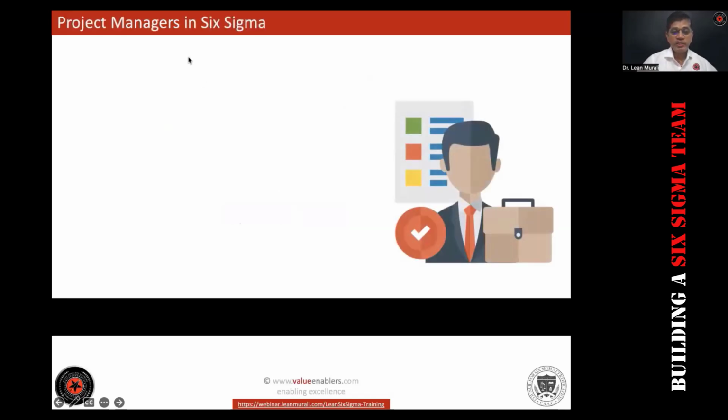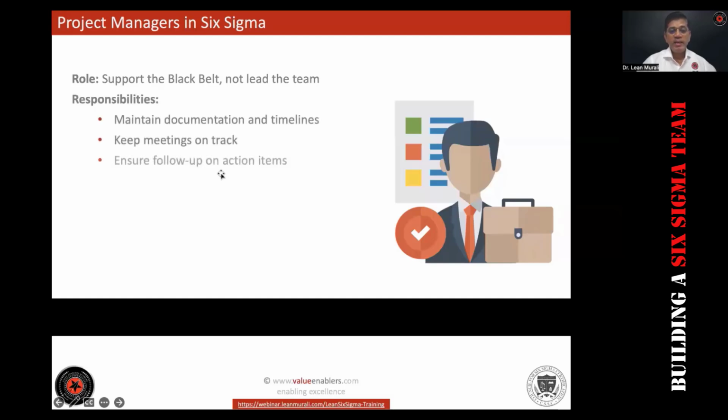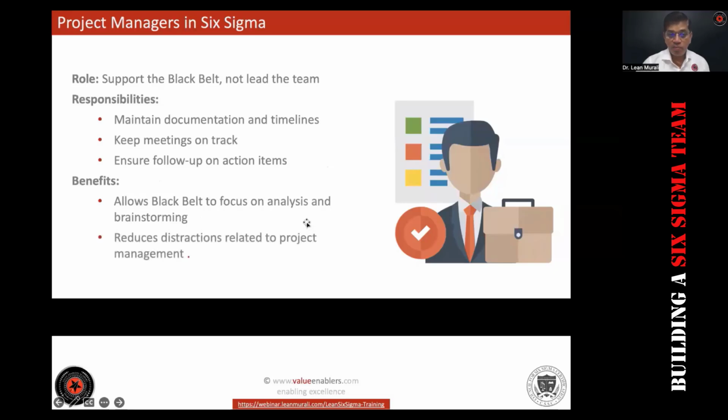I'll go to the project managers in Six Sigma. Okay. Their role is to support the black belt, not lead the team. Okay. Some project manager responsibilities are to maintain documentation and timelines, keep the meetings on track, and ensure follow-up on action items. The benefits: it allows the black belt to focus on analysis and brainstorming instead of maintaining documentation and all that, and reduces distractions related to project management. Okay. So combining the project manager and black belt roles enhances project efficiency and effectiveness. Okay. If this is clear, type clear in the chat box.